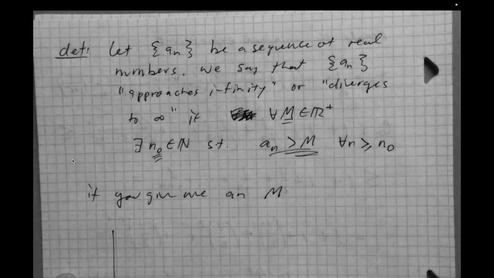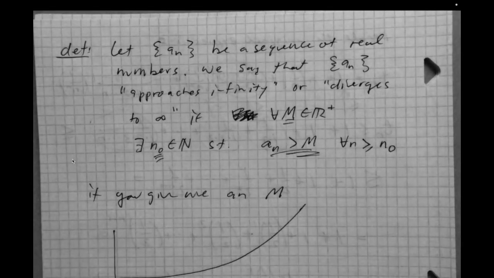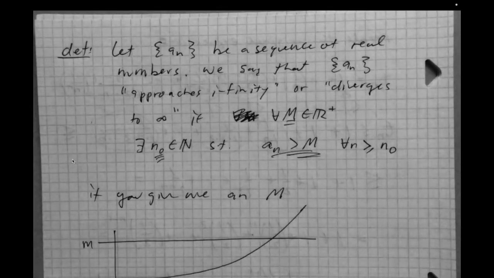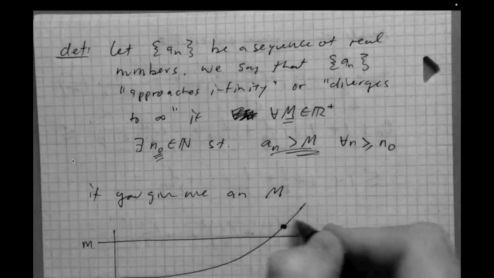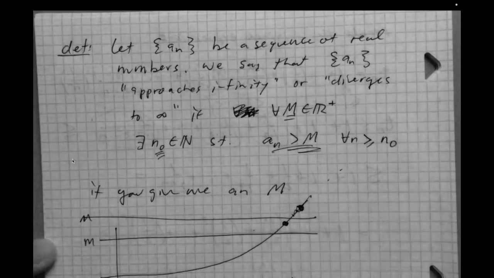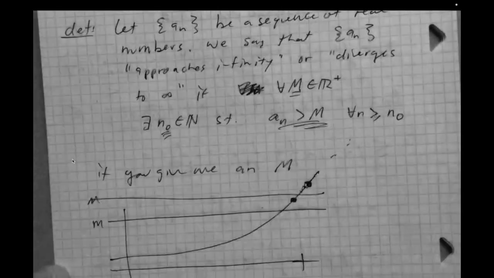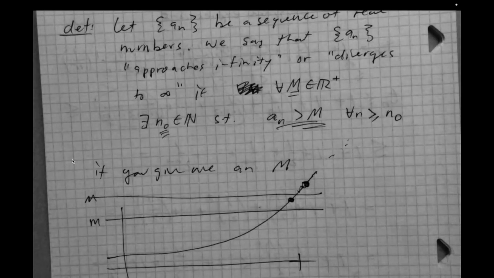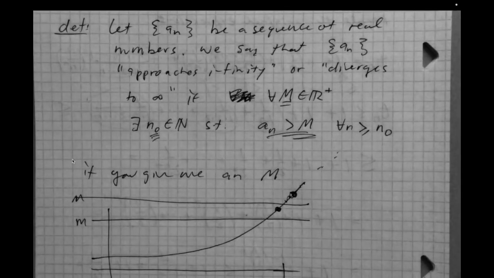So think of it like this. I've got a sequence that diverges to infinity. If you give me this M, all I've got to do is give you this term of the sequence, and then everything beyond it is larger than M. If you give me a larger M, then I've got to give you a later term in the sequence and say, okay, everything beyond that is larger than your M, right? And so it's really the same idea, except instead of all of the terms of the sequence squishing down and approaching an infinitesimally small region, they just keep going in one direction.